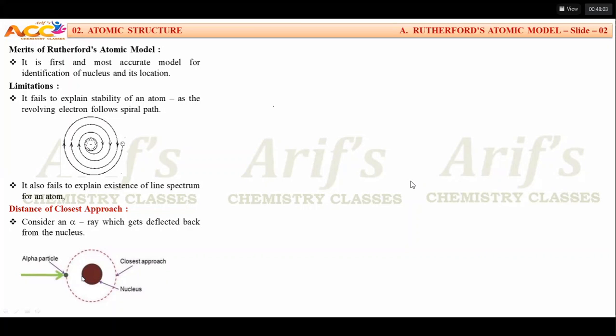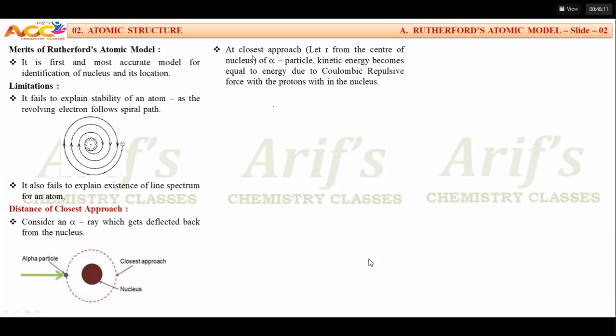If it is so, at the point when it is rebounding, kinetic energy must be equal to electrostatic force of repulsion. At closest approach, practically this one, theoretically I am saying up to the nucleus. Let R be from the center of the nucleus. This is center and this is total R from here to here. I am thinking that it may be here to here, radius of nucleus, maximum possibility. Let at the closest approach of alpha particle, kinetic energy become equal to electrostatic force of repulsion. Therefore, the amount of work done by the electrostatic force of repulsion must be equal to kinetic energy.